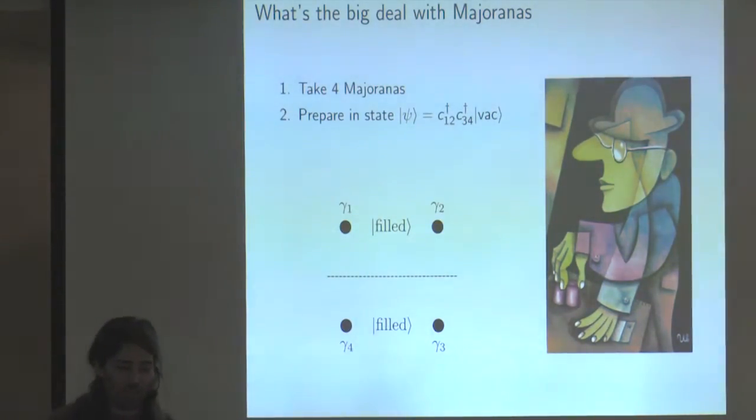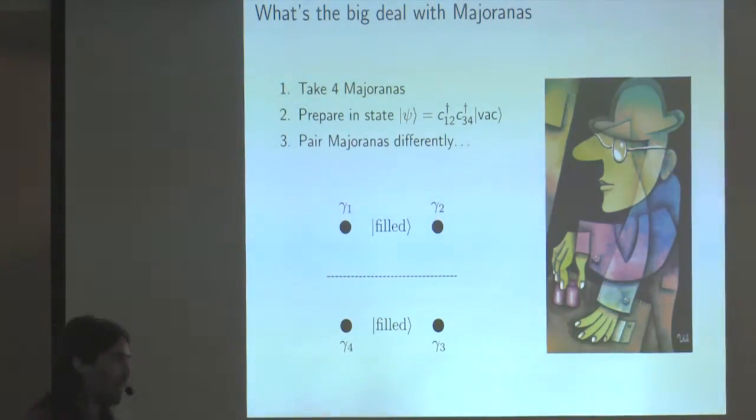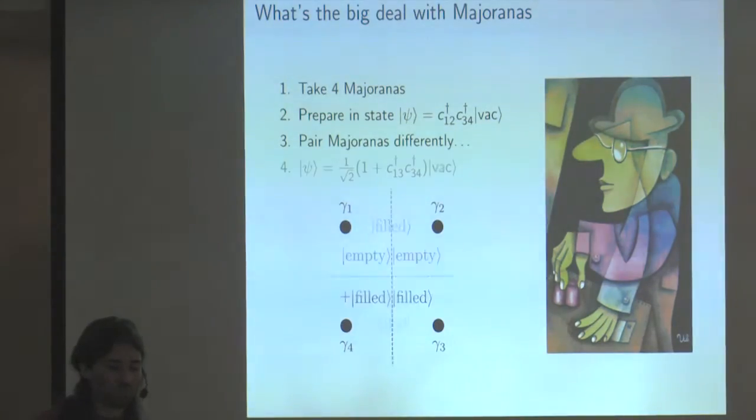Now let me consider a basis change. So let me just ask, what if I define these to be fermionic degrees of freedom instead? What is the state of those? So if I perform this basis transformation, I will find out that the wave function is now in a superposition of both of these fermions being empty and both of them being filled.